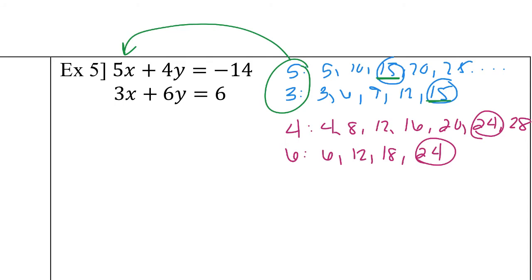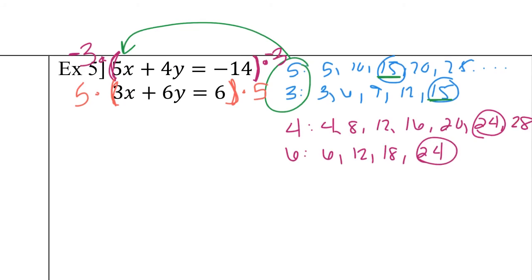So let's focus on the 5. 5 times what will give me a 15? Well, that would be a 3. Then, if I look at the 3 on the bottom, 3 times what gives me 15? Well, that would be a 5. Now, when I multiply these, remember I need the same number, but opposite sign. When I do 3 times 5, I get a positive 15. If I do 5 times 3, I still get a positive 15. So that means I need to make one of these negative. I'll just make the 3 negative because it's smaller.